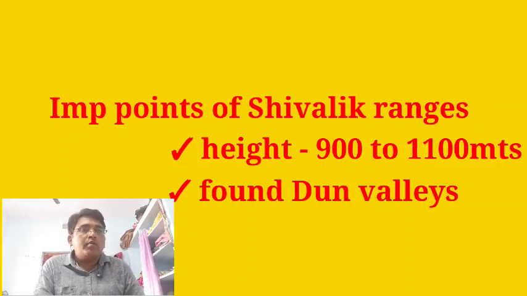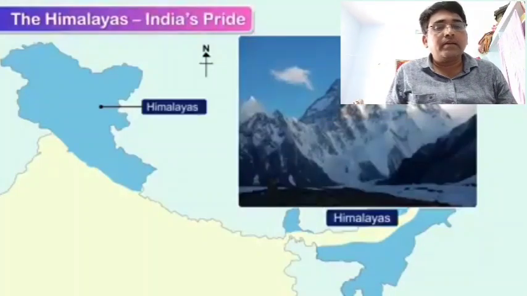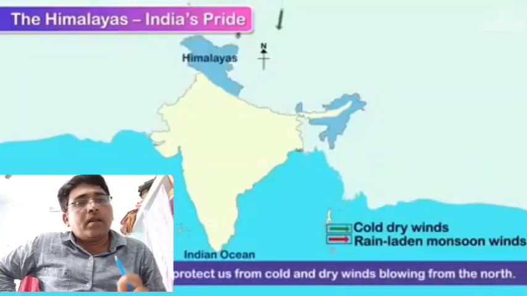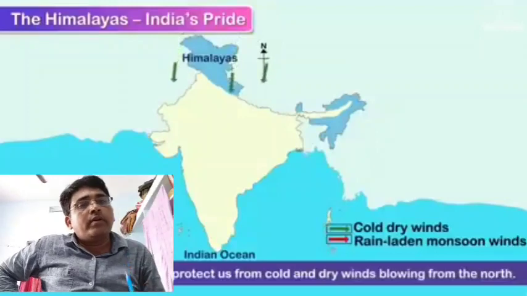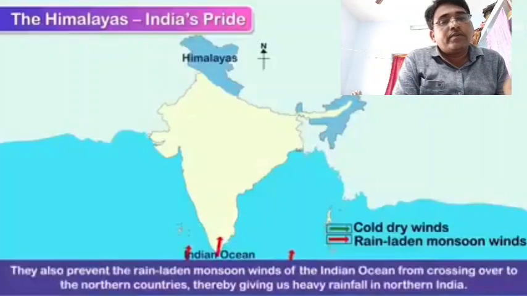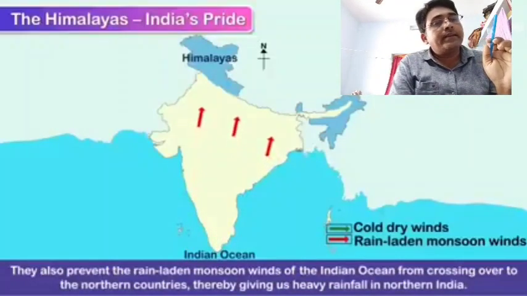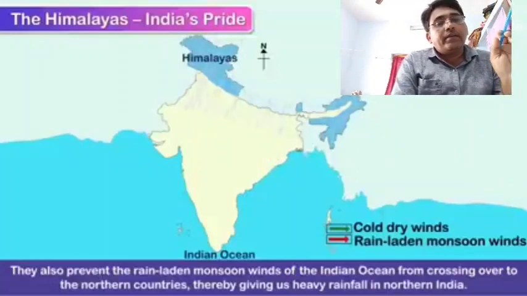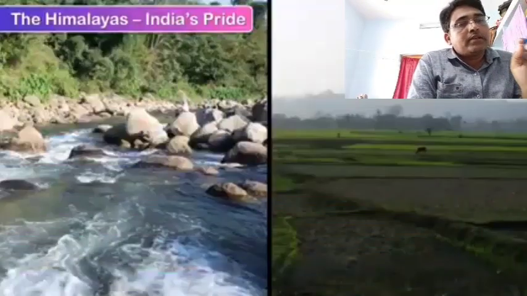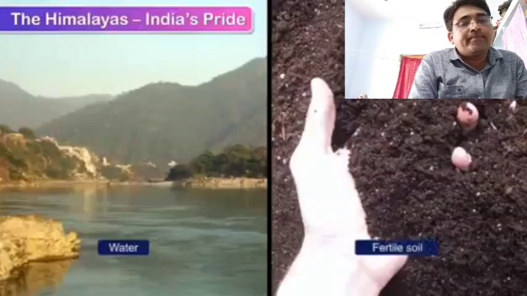We found dune valleys here. The formation of the Himalayas influences the climate in various ways. The Himalayas protect us from cold and dry winds blowing from the north. They also prevent rain-laden monsoon winds of the Indian Ocean from crossing over to the northern countries, thereby giving us heavy rainfall. Coastal water and fertile soil improve the quality of crops grown in northern India.